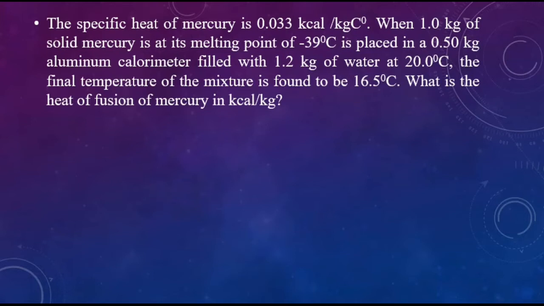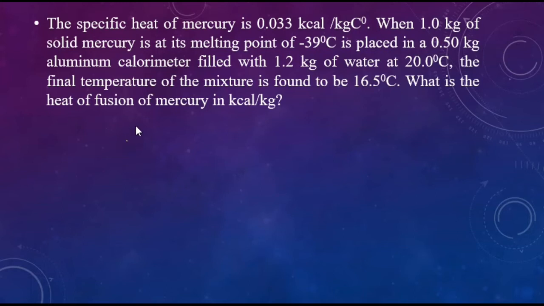So take note that the solid mercury is already at its melting point. Which of these systems will release heat? So you can see here that the solid mercury is at negative 39 degrees Celsius, so it's colder, so this one will absorb heat. The one which will release heat would be the water and the aluminum calorimeter. So let's solve.